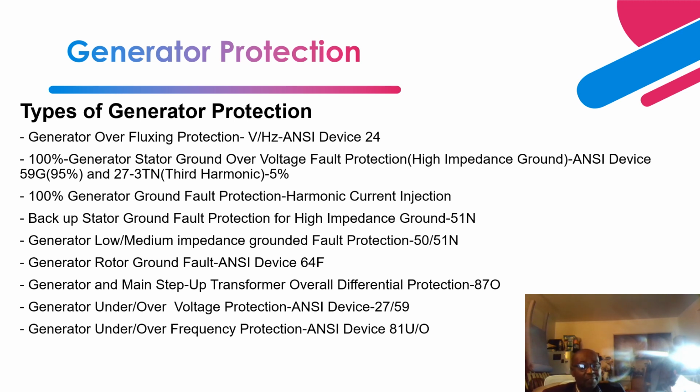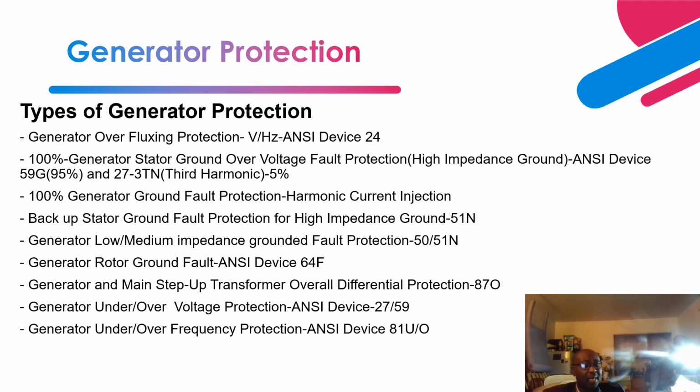Next is 87O. 87O is an overall differential protection. In addition to the generator differential protection 87G, let's say the utility, based on investment, wants to invest more in protection and add an additional zone of protection. So you combine both the generator and the main step-up transformer to achieve an overall differential protection. That gives us 87O.